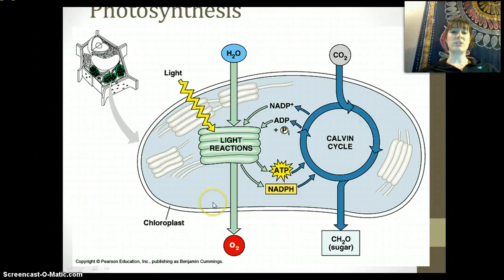Let's break down these steps just a little bit more. We'll start here with the light reactions. Notice these light reactions are happening in the thylakoids, so they're being done across a membrane. Generally, when we have a membrane, that's going to allow us to create a difference, a concentration gradient, and that's the big thing that's going to happen in the light reactions.